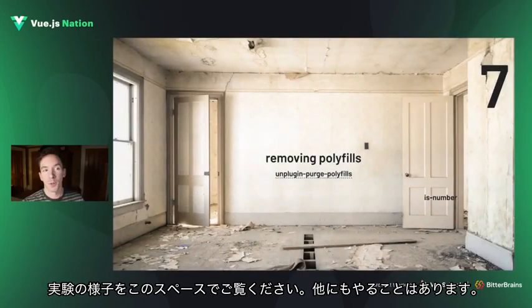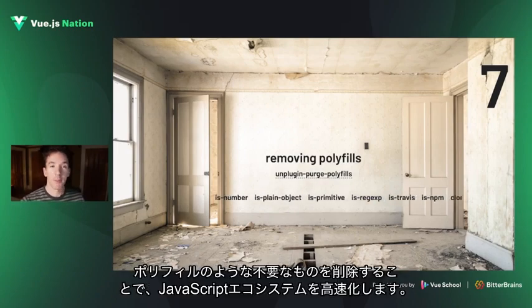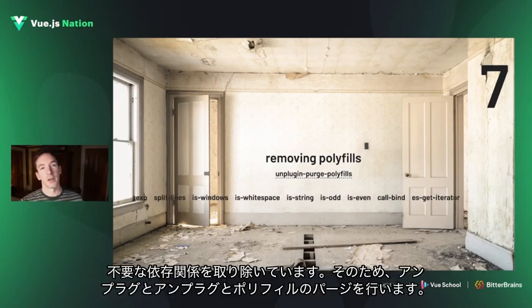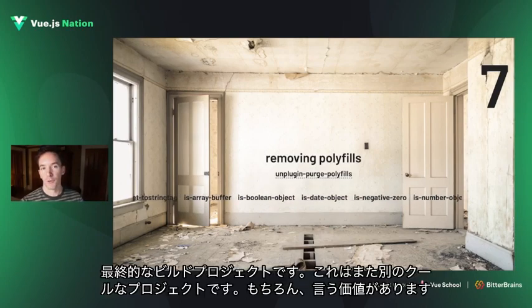There's more stuff that we're doing. If you haven't come across E18E, it's definitely worth checking out. It's an amazing initiative to clean up and speed up the JavaScript ecosystem by removing things that we don't need, like polyfills for functionality which is built into JavaScript now, and removing and cleaning up packages with lots of extraneous dependencies that aren't required. So we have an unplugin, purge-polyfills, which actually works at build time to remove these polyfills to prevent them from being in your final built project. So that's another cool little project.